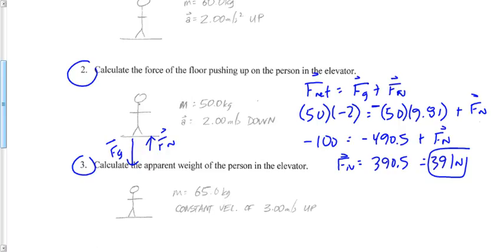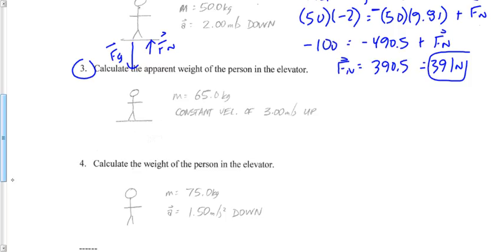3 says calculate the apparent weight of the person in the elevator. What are we really looking for there? What are we trying to find here? The apparent weight? What variable is it? Ravi, what variable are we trying to find here? Yeah, we're looking for the normal force. So let's draw the free body diagram again, understanding we're looking for the normal force.